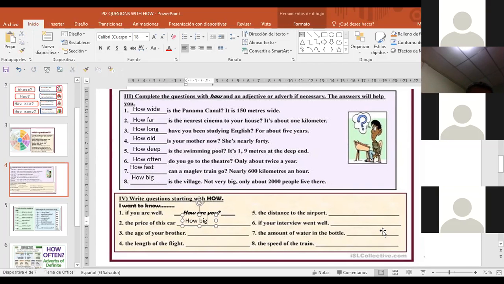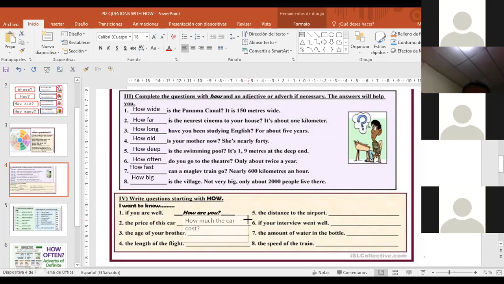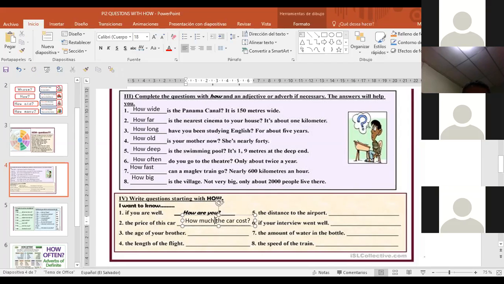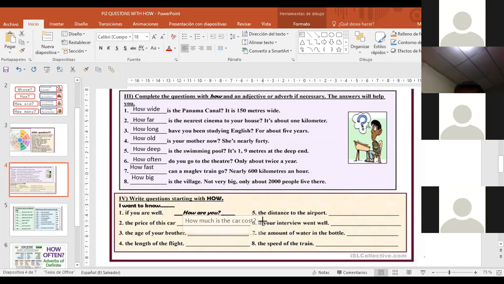If I want to know the price of this car. Price. How much or how many? How much is the cost? There are several ways, but we are going to use this, okay? How much does the car cost? Or the car price, okay?